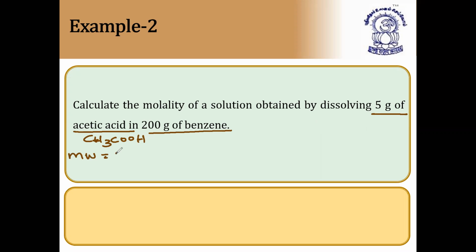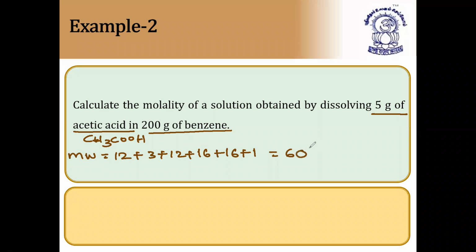So it is 12 plus 3 plus 12 plus 16 plus 16 plus 1. After adding all this, 12 plus 3, 15, 27, 27 plus 1, 28, 28 plus 16, 44, 44 plus 16, 60. So molecular mass of acetic acid is 60. Molecular weight of acetic acid is 60. Now by substituting this, how to calculate molality?